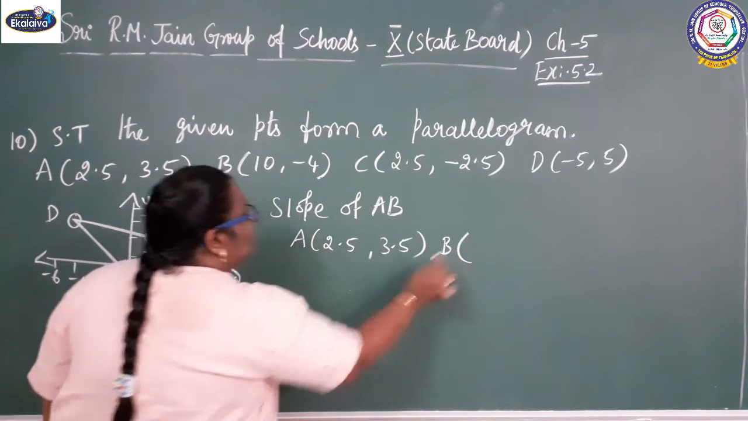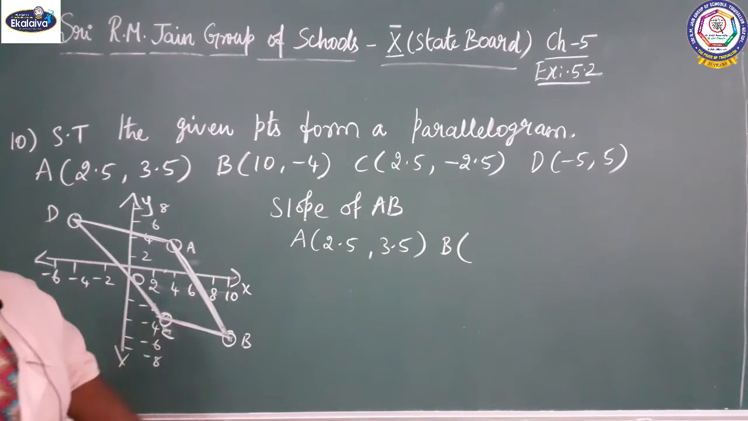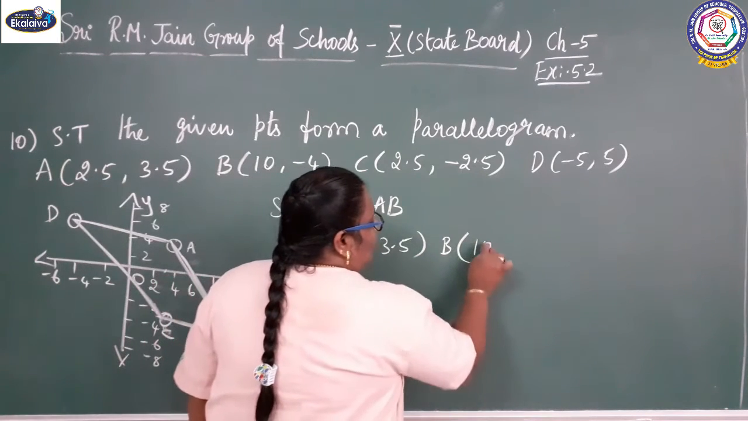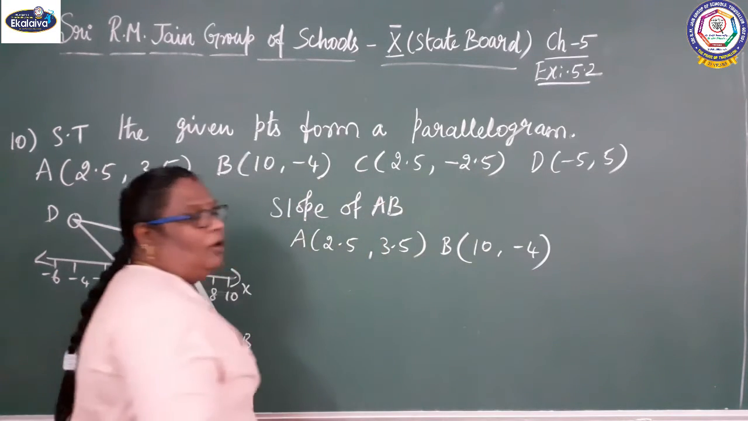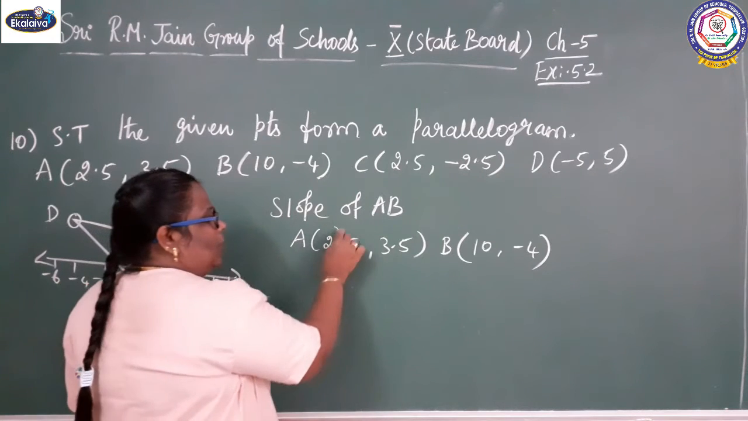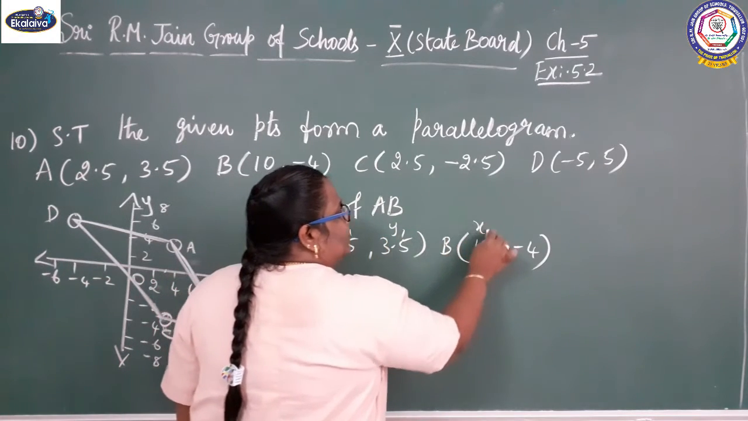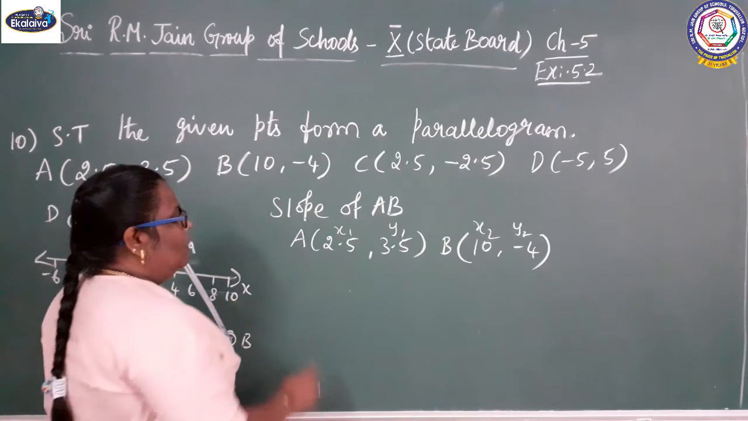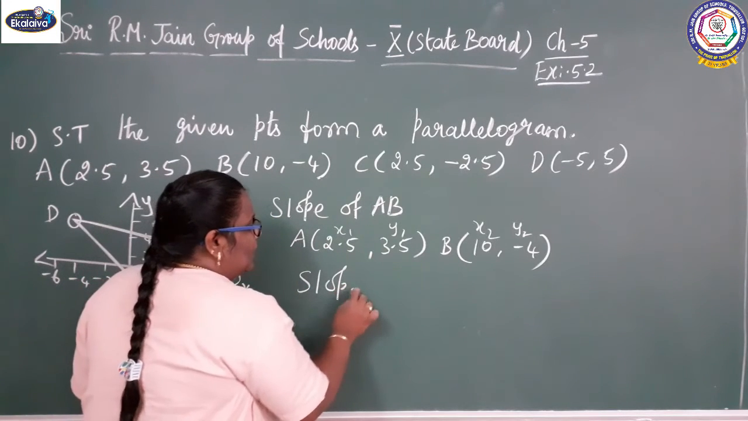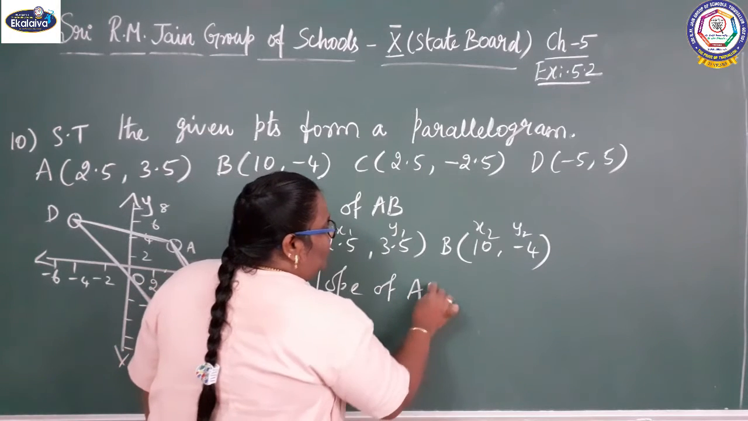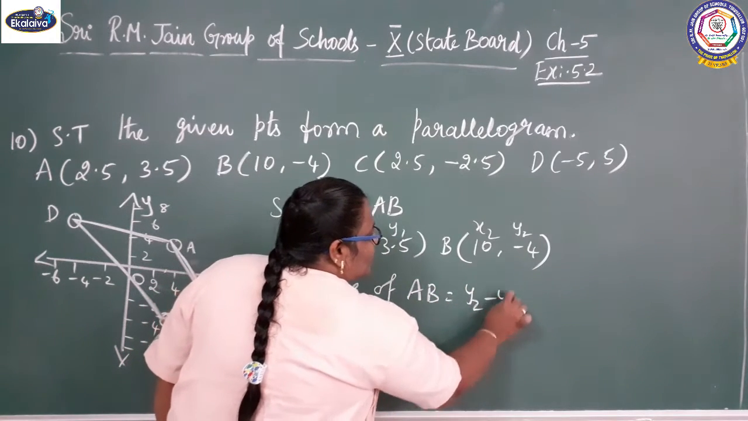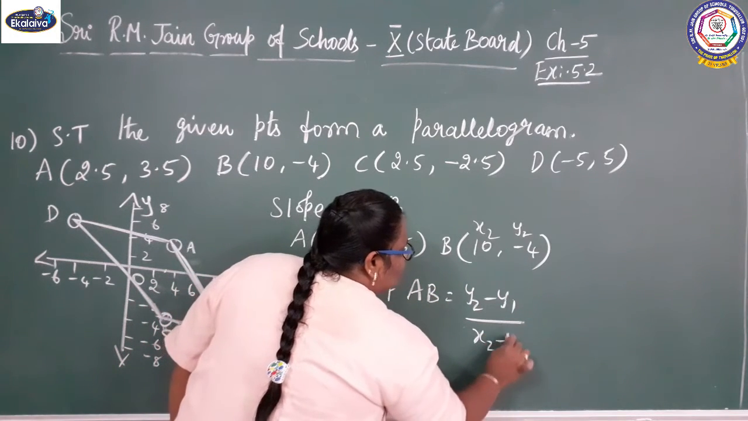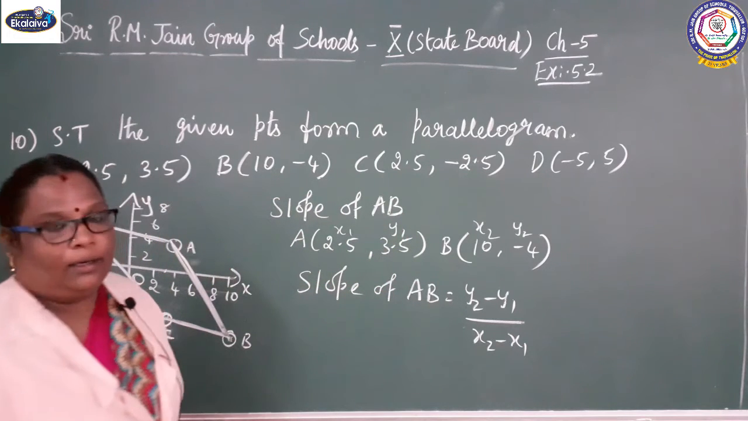What is B value here? B equals (10, -4). See, x1, y1, x2, y2. Slope of AB equals, what is the formula? y2 minus y1 by x2 minus x1.